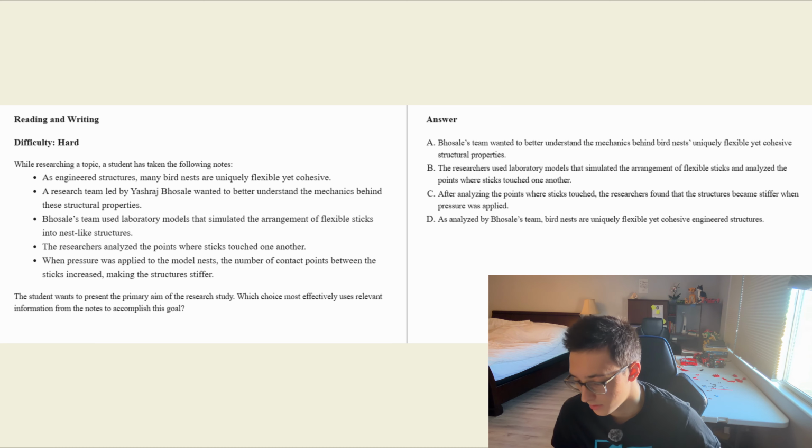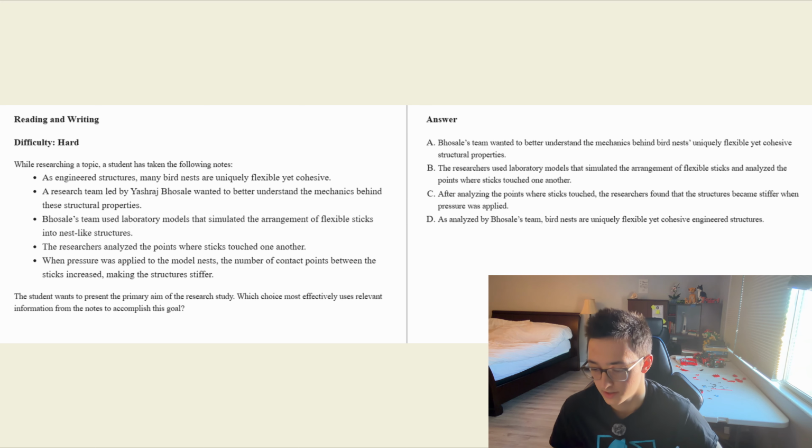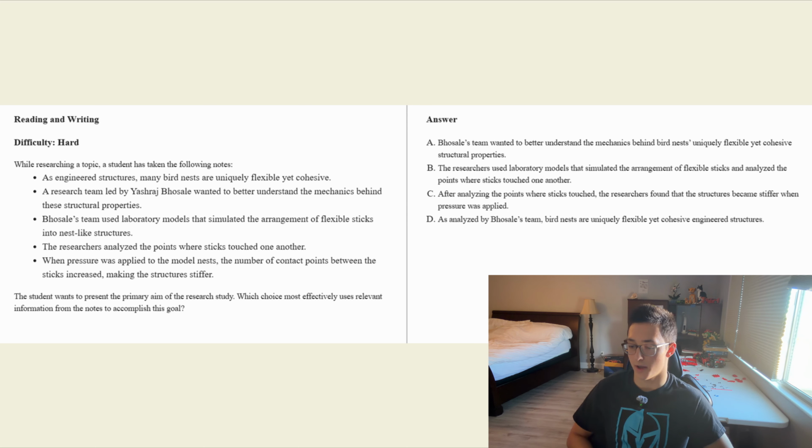So after skimming through the notes, I can see this research team wanted to better understand the mechanics behind the bird nests, right? And so I feel like that's the primary aim.